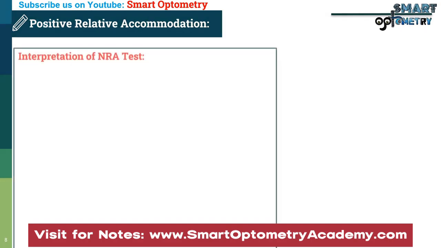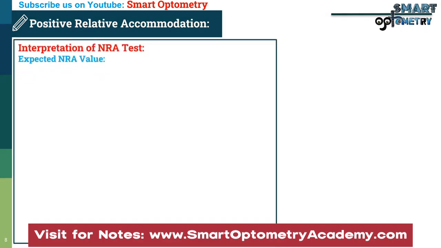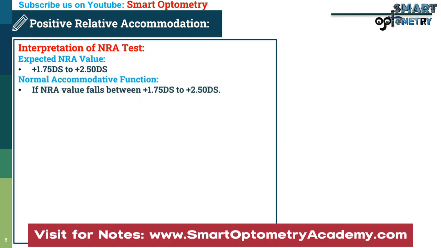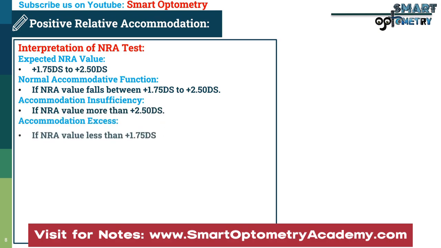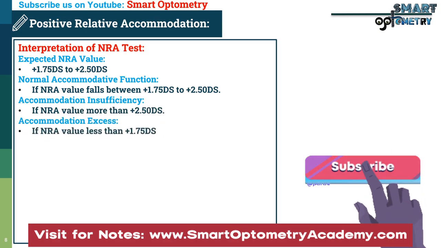Now, interpretation of the negative relative accommodation test. The expected negative relative accommodation value is between plus 1.75 diopter and plus 2.5 diopter. It will be normal accommodative function if the negative relative accommodation value falls between plus 1.75 diopter and plus 2.5 diopter. It will be accommodation insufficiency if the value is more than plus 2.5 diopter. It will be accommodation excess if the value is less than plus 1.75 diopter.